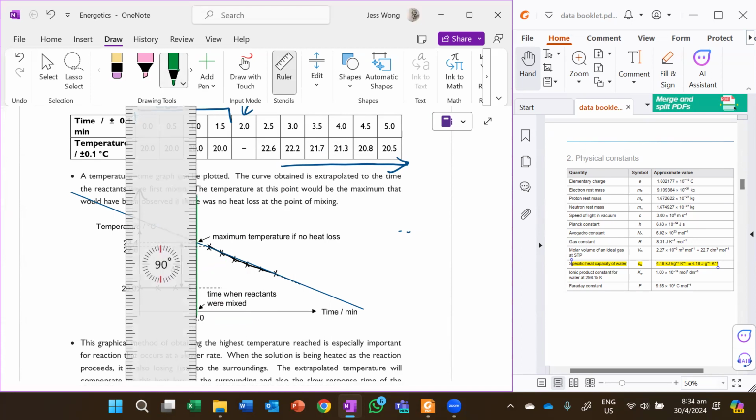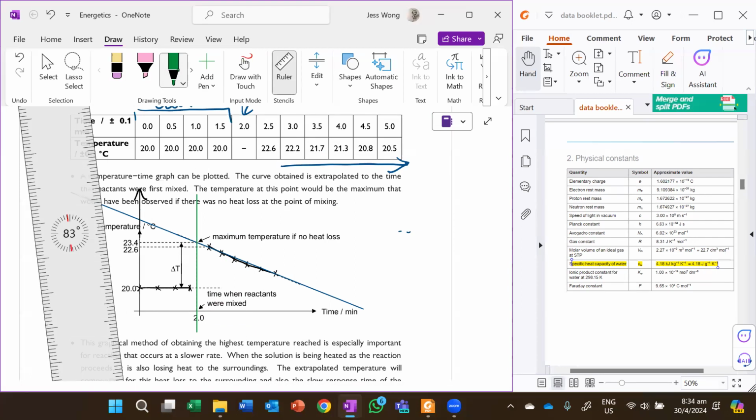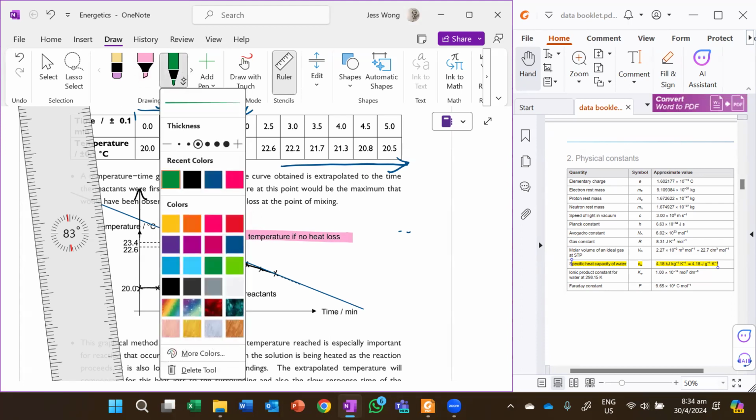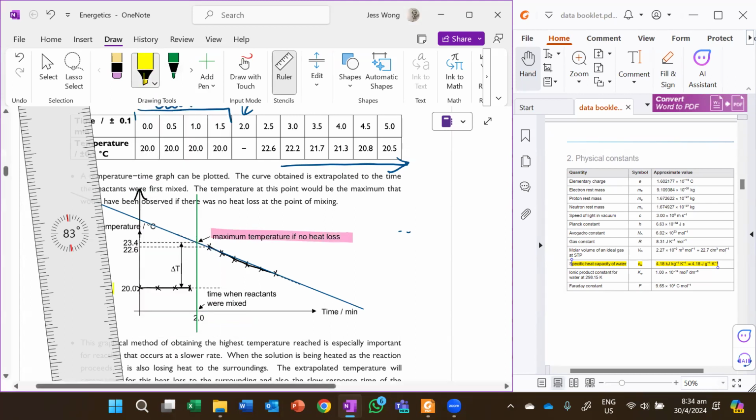At the time of mixing, 2 minutes, draw a vertical line upwards. The intersection is the maximum temperature that you should be getting if there were no heat loss. So extrapolate back to the time of mixing. The initial temperature in this case will be the values at the first 0.5 minutes here, and the maximum temperature will be the intersection, and you read it off.